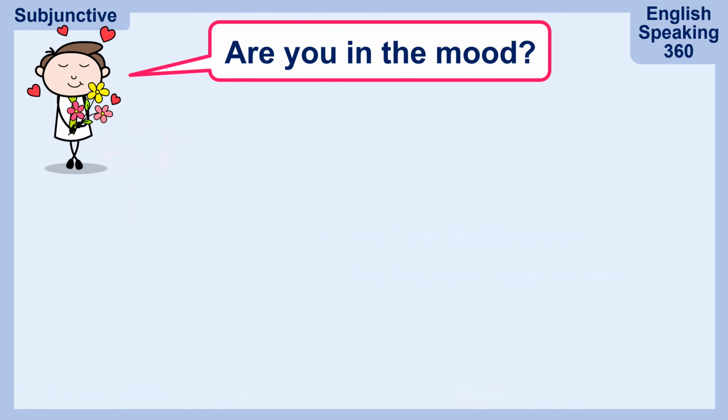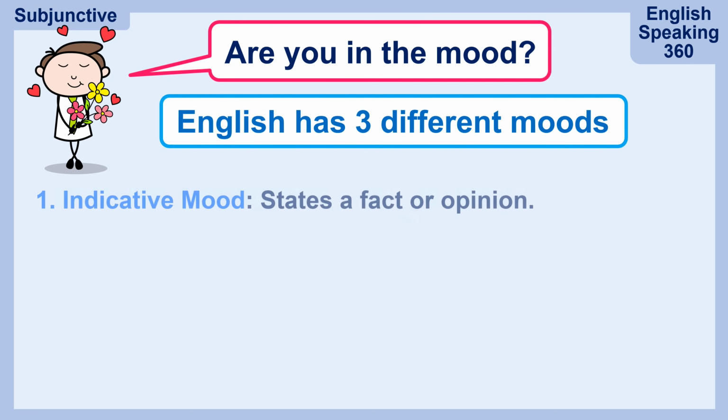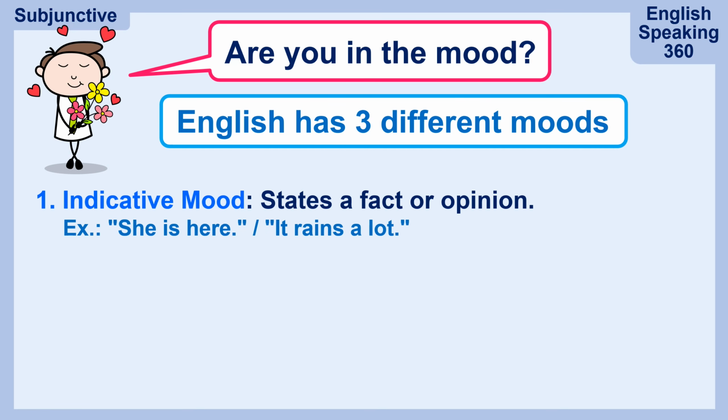Are you in the mood? Nah, we're not talking about that kind of mood today. English has three different moods. The first one is the indicative mood. It states a fact or an opinion. For example, she is here, or it rains a lot. This is the most common mood that we use in English.